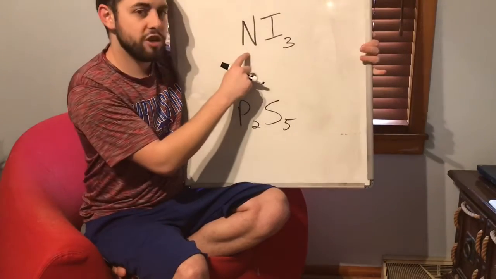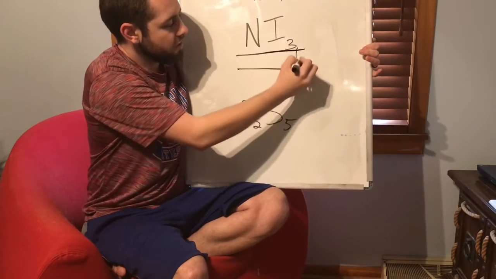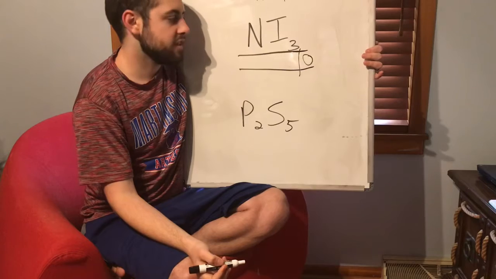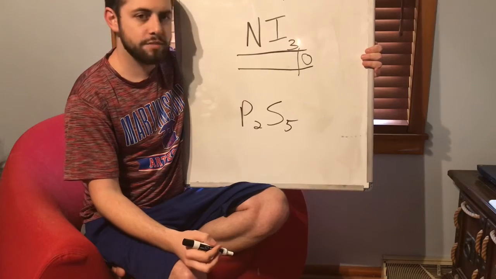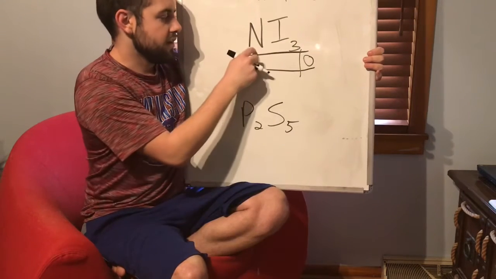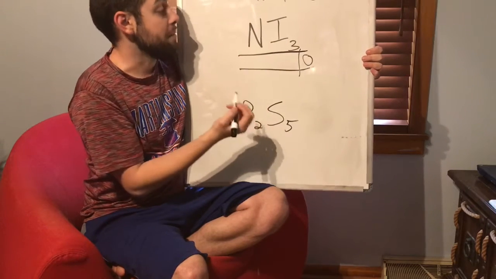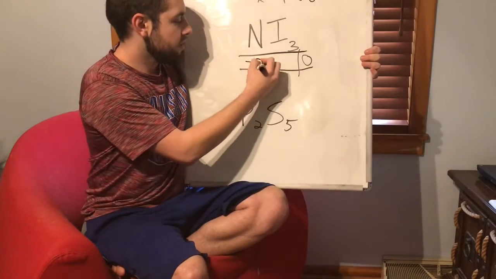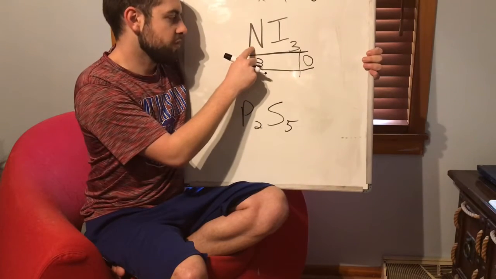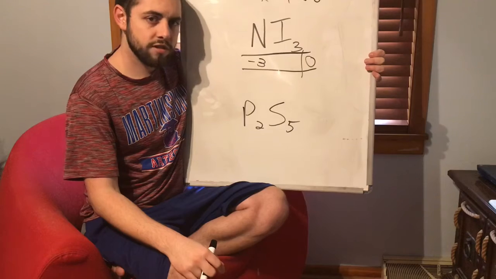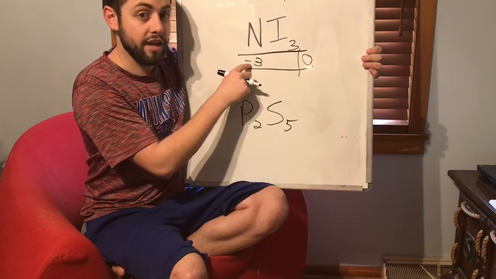NI3, nitrogen triiodide. I'll set it up the same way. Railroads, I'm trying to get to 0 because this is a neutral compound. I need to ask myself, which of these elements is more electronegative? Nitrogen is going to be the more electronegative element this time. So I'm going to complete nitrogen's octet. I'm going to give it a -3. This is the common oxidation state for nitrogen. It's not one of our rules, but nitrogen is more electronegative. It's stronger. So I know that it will be the one with the negative oxidation state.